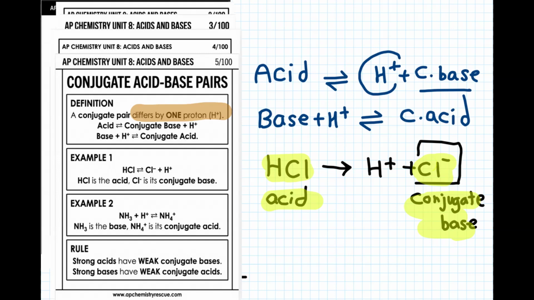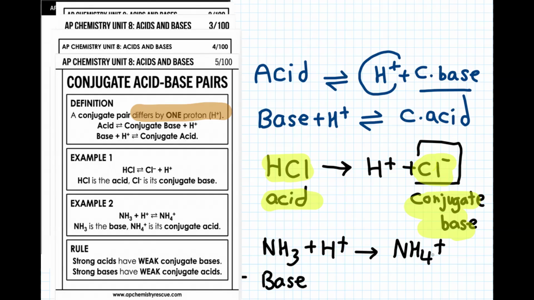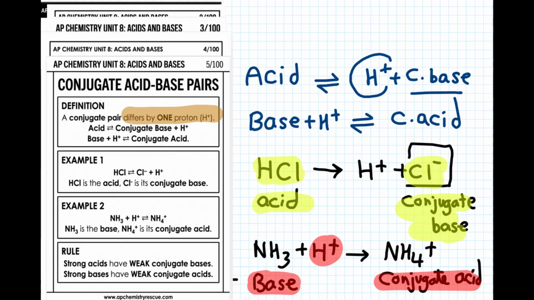The proton. Example 2, NH3. NH3 plus H plus. NH3 is the base. You put an H plus, it forms NH4 plus. It's called the conjugate acid. The base and the conjugate acid are a pair. They differ only by a proton. You give the proton to the NH3, it forms its conjugate acid. They are a pair.